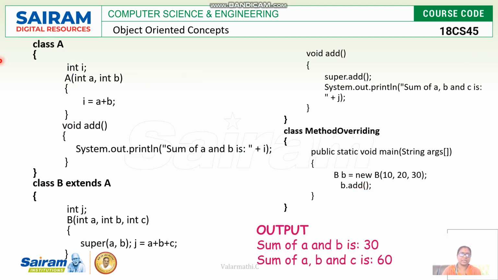We will have one example of how method overriding is done, with a simple one. Class A is my superclass and it has a constructor with int A, int B as parameters, and it has one add method, void add. The purpose of this method is to display the sum of A and B is equal to one value. Then this class is extended by the B class.